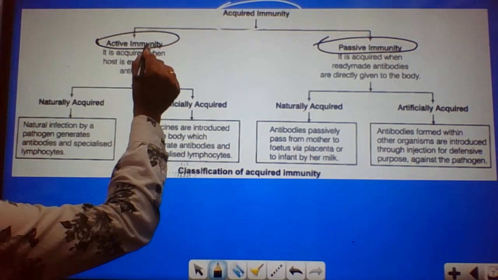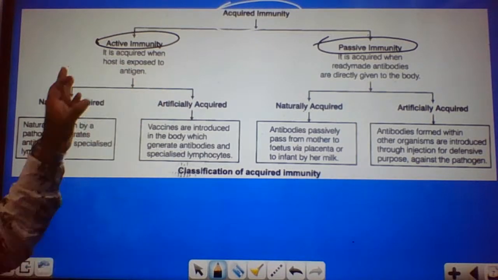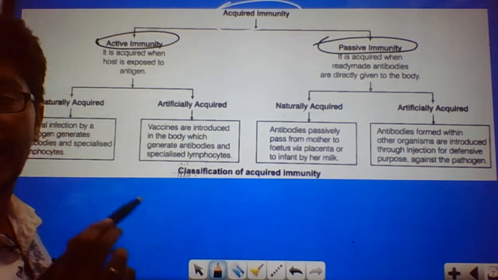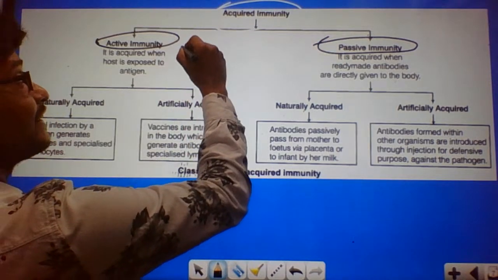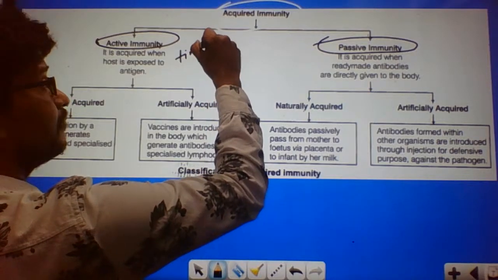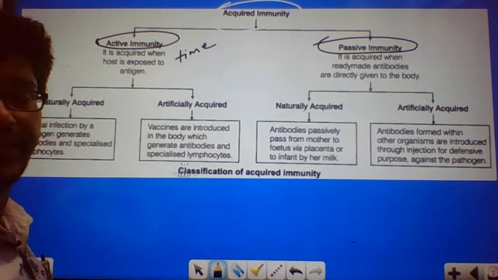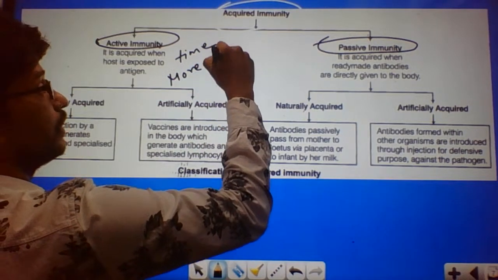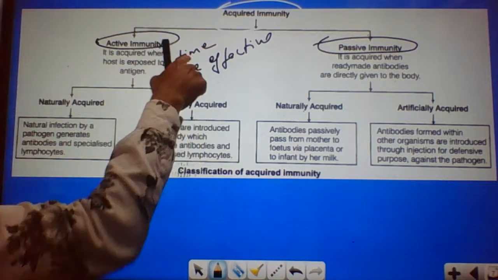So active immunity is acquired when the host is exposed to an antigen. I told you already, the main difference between active and passive immunity is that active immunity will take time to react inside the body. It takes time to stimulate the immune response, but it is more effective. These two points you should remember for active and passive immunity.